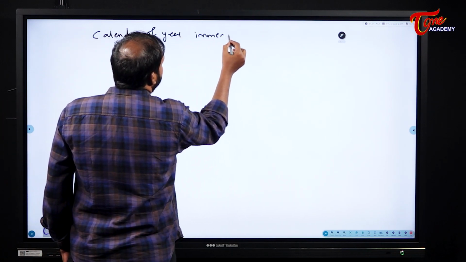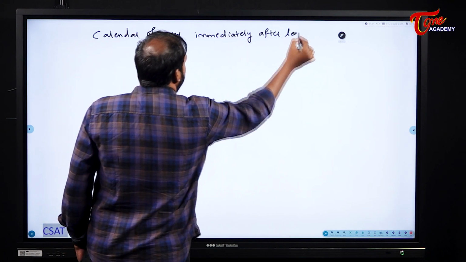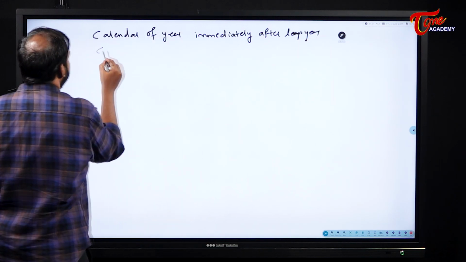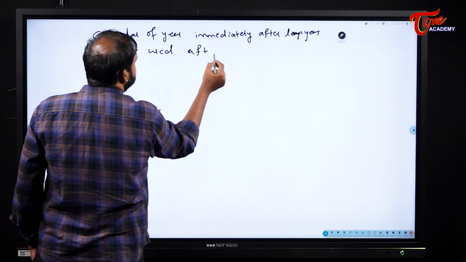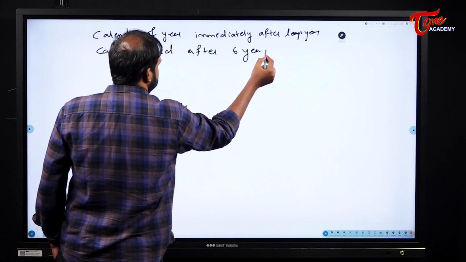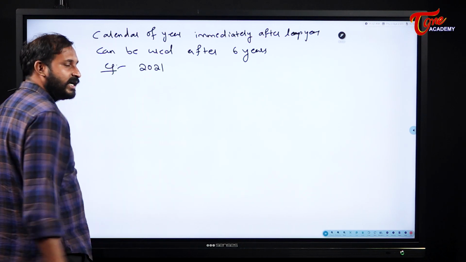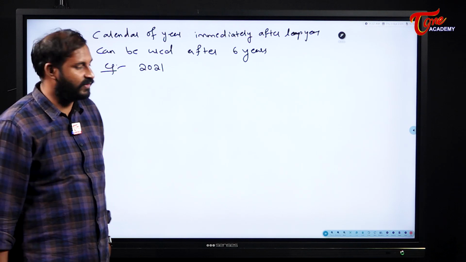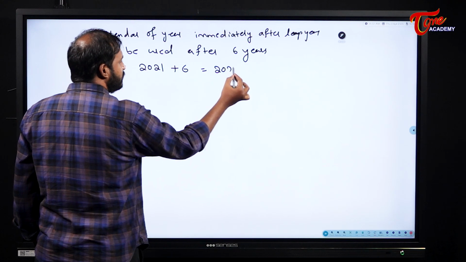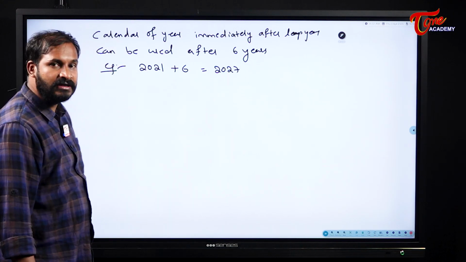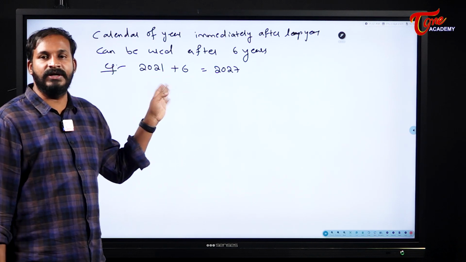So see here, the calendar of a year immediately after a leap year can be used after 6 years. Example, you can take 2021. If I want to use the calendar of 2021 once again, 2021 plus 6, what will I get here? 2027. So I can use the calendar of 2021 after 6 years. Why? Because 2020 is a leap year, and the year immediately after a leap year is 2021.